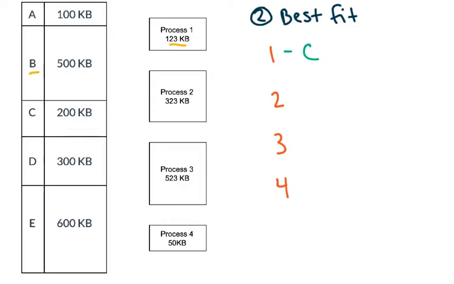Okay, so let's look at process 2. Process 2, 323, is going to be best allocated in B. Now let's look at process 3. That is going to be best fit into section E. And for process 4, its best fit is going to be in section A. Okay, so this is the algorithm for best fit.